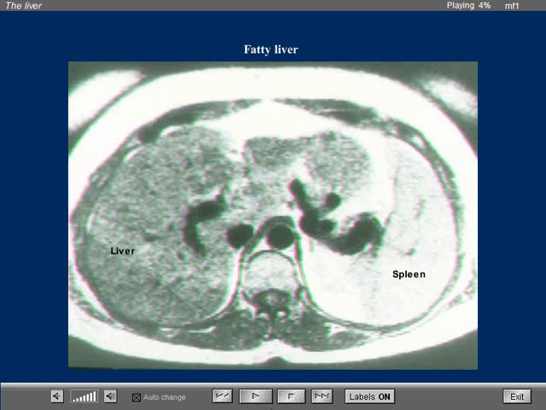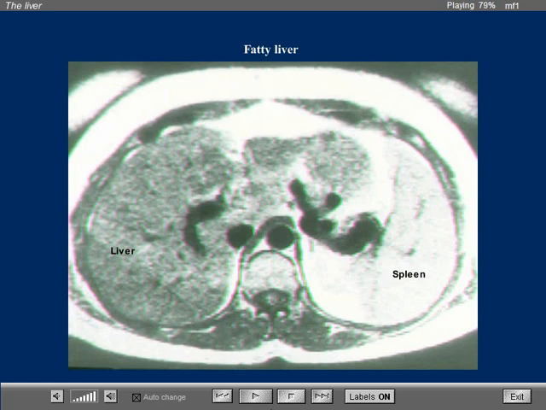Fatty livers can be suspected on ecography, CT, as well as MRI. Note in this axial section that the density of the liver is different than the density of the spleen. Depending on the pulse sequences, we can see the fat brighter or darker than the spleen. Both structures should be almost identical if the liver was not diffusely infiltrated by fat.